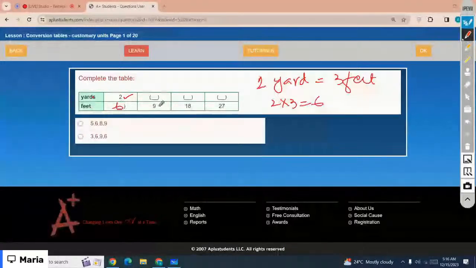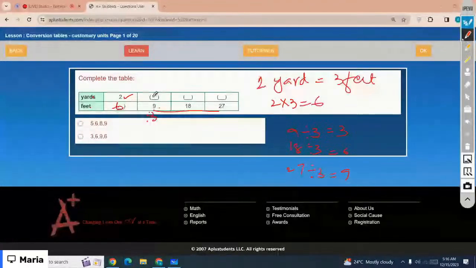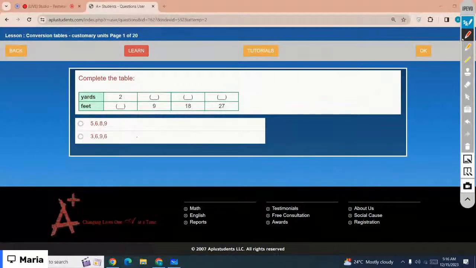Now you are given the feet. Feet is a smaller unit. You need to go from smaller to bigger. You need to divide all 3 values by 3: 9 by 3, 18 by 3, and 27 by 3. So 3 times 3 is 9, 3 times 6 is 18, and 3 times 9 is 27. So the correct option is 3, 6, 9, and 6. Option number 2 is the correct option, right?